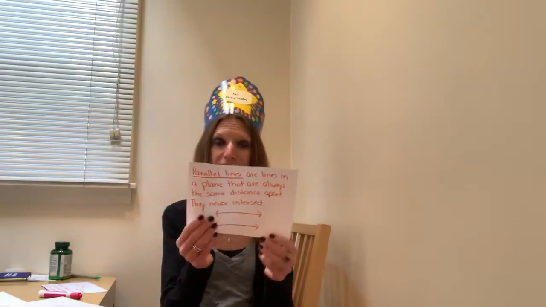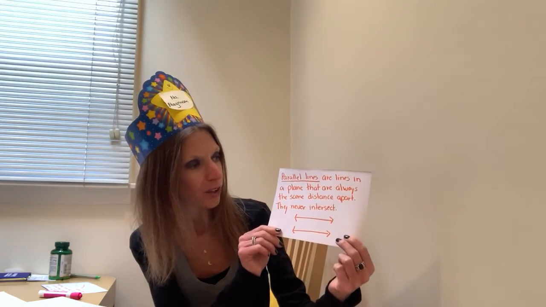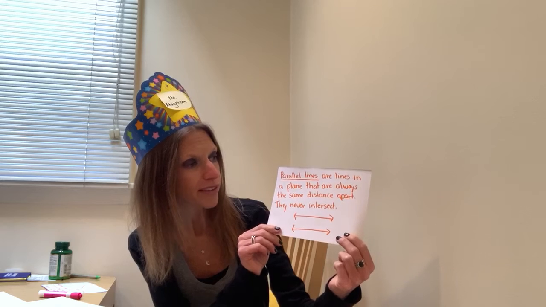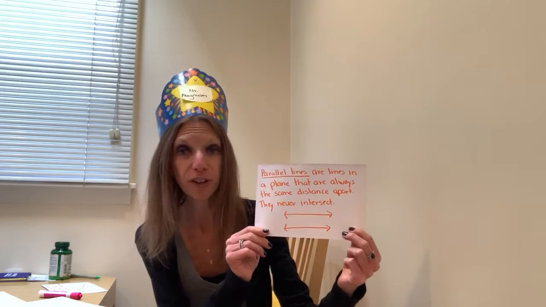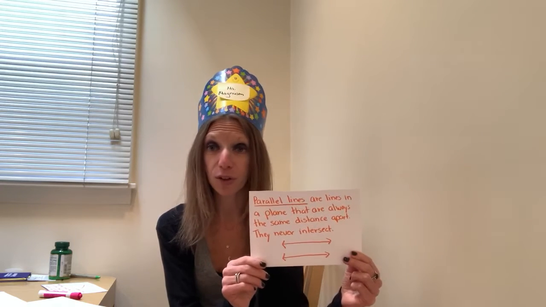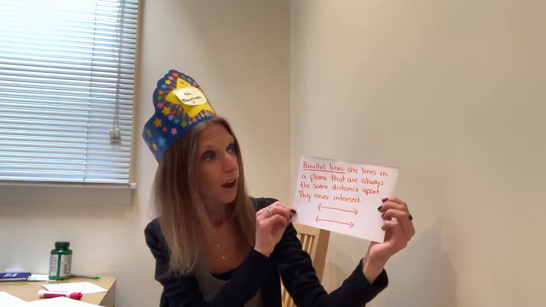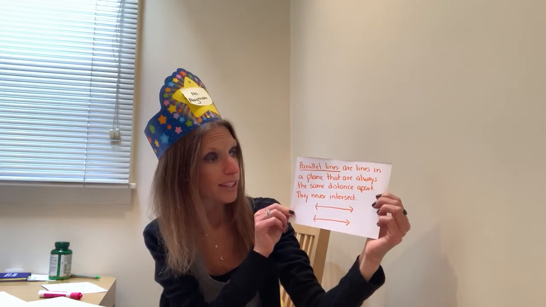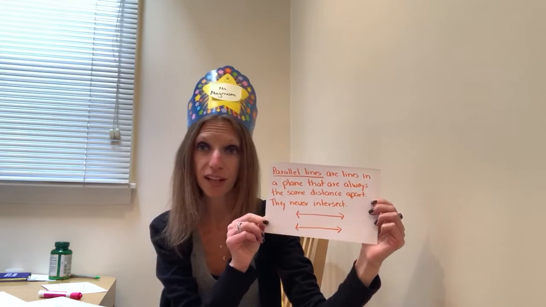Then we have parallel lines. So parallel lines are lines in a plane that are always the same distance apart. They never intersect. So think about train tracks, right? They never intersect, they never cross. Or Jake, you'll love this one, like goalposts, right? Goalposts, they never intersect. Or touchdown, right? Our arms never intersect. So again, parallel lines are lines in a plane that always are the same distance apart. They never intersect. So that's my best example to show you, think about train tracks or goalposts on a football field.